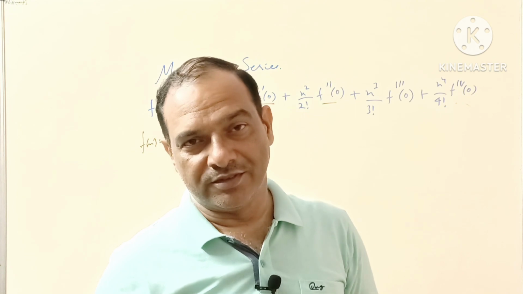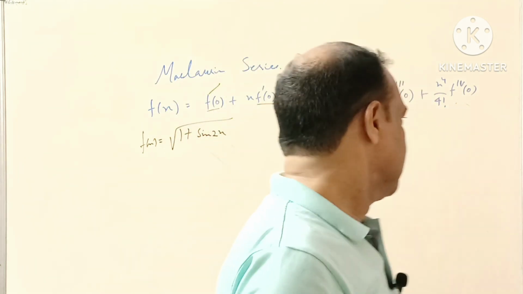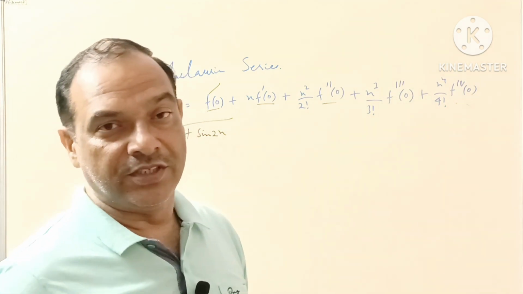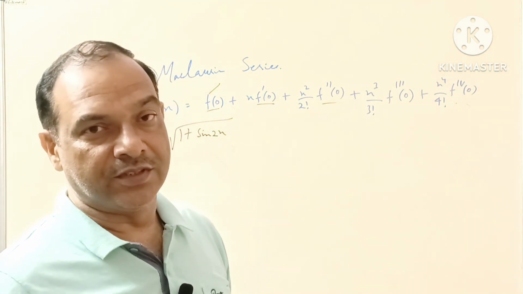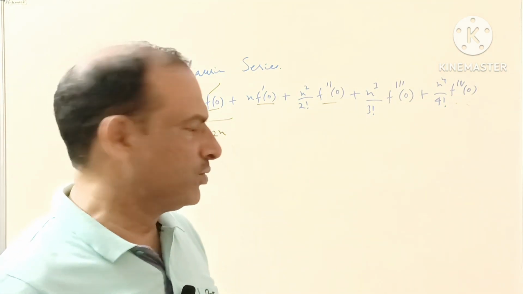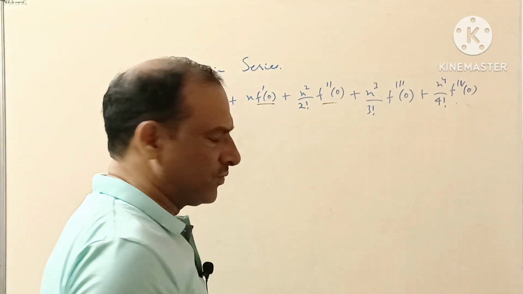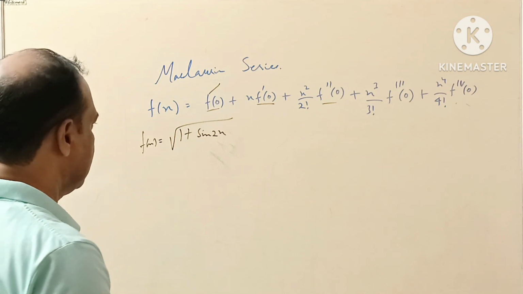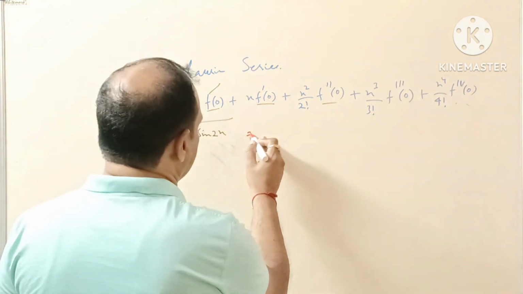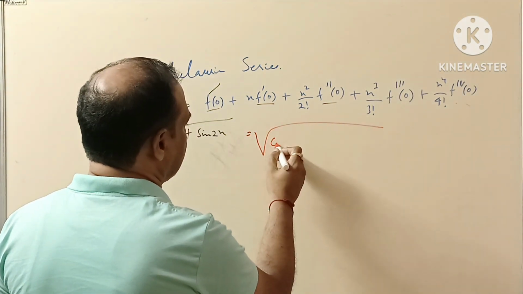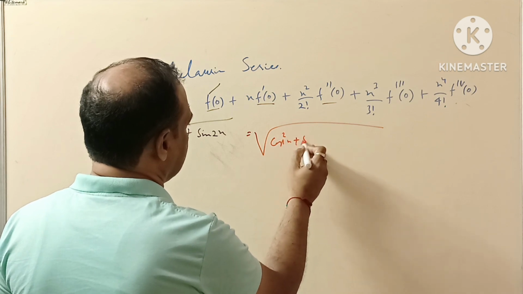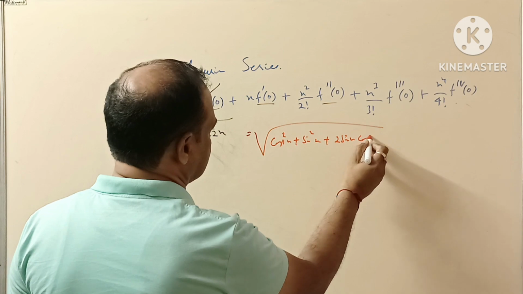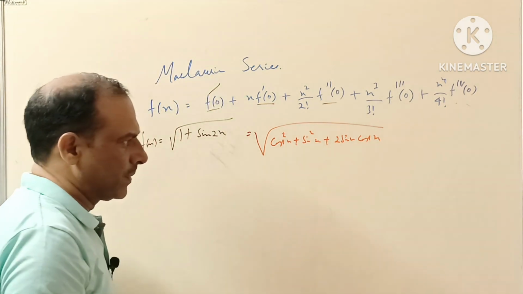But here in this question, some of the students might start differentiating the function under root 1 plus sine 2x. But you don't have to do all these things. First of all, you have to make it simple. How can you do this? We know that the value of 1 we can write in the form of cos square x plus sin square x, and then plus 2 sin x cos x.